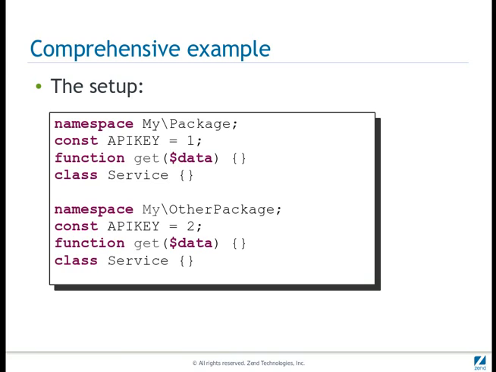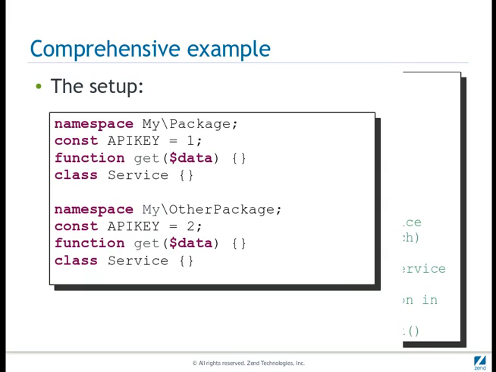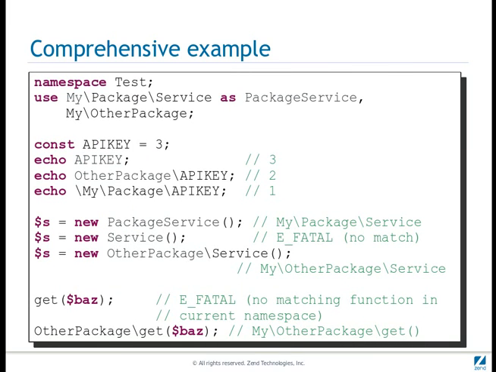As a more comprehensive example, let's take a look at this setup. We've got a namespace my\package and also another namespace my\otherpackage. Each of these defines three things: a constant API_KEY, a function get, and a class Service. Now, in our example here, we utilize the namespace test. And we're going to use my\package\Service as PackageService. So we're aliasing the Service class from the my\package namespace to the class name PackageService. We're also importing my\otherpackage. So this is the otherpackage subnamespace of my. We'll declare a constant API_KEY within this namespace of test as well. If we echo that, we're going to get 3 because that's what we defined. If we echo otherpackage\API_KEY, we'll get 2. And if we globally qualify with \my\package\API_KEY, we'll get 1.